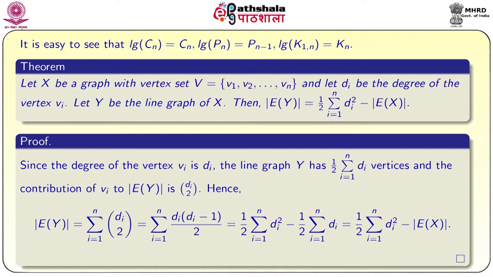Hence the cardinality of the edge set of Y is equal to the summation i = 1 to n of d_i choose 2, which is equal to the summation i = 1 to n of d_i times (d_i minus 1) by 2, which is equal to 1/2 times the summation of d_i squared minus half times the summation i = 1 to n of d_i, which is equal to half times the summation i = 1 to n of d_i squared minus E of X.